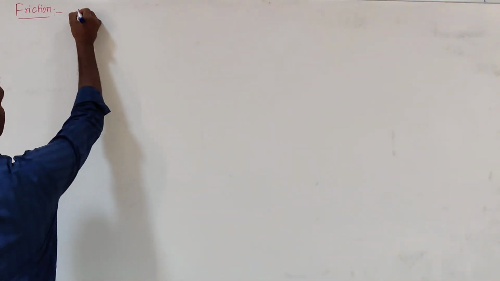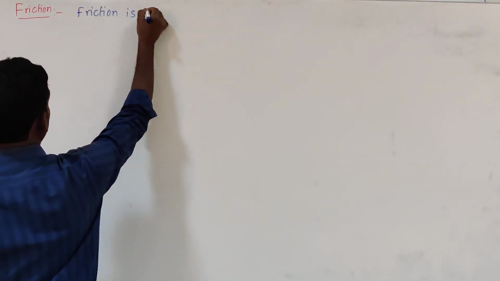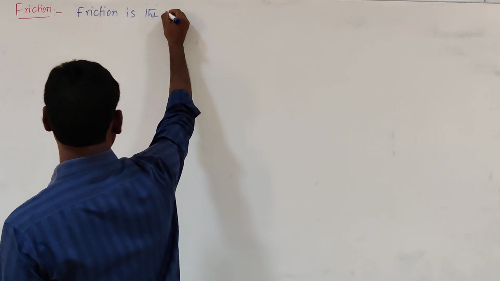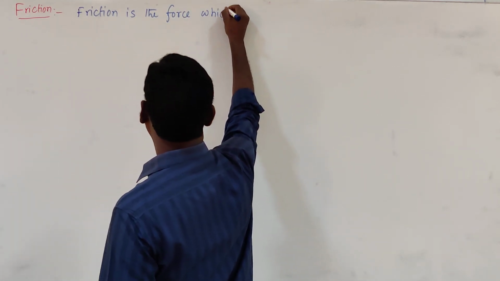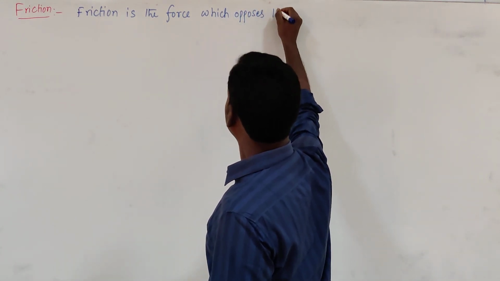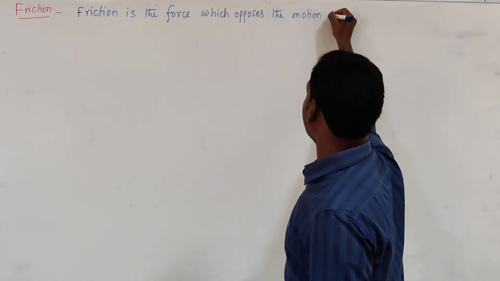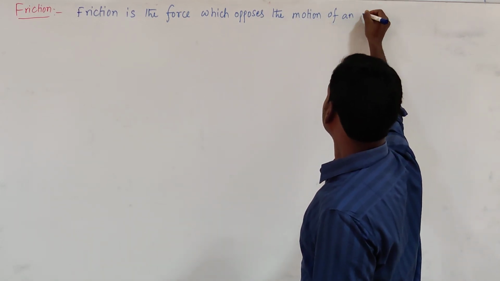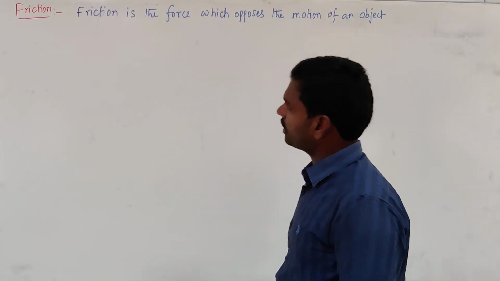Okay, now the topic is friction. Friction is the force which opposes the motion of an object. So the opposing force is called friction here.